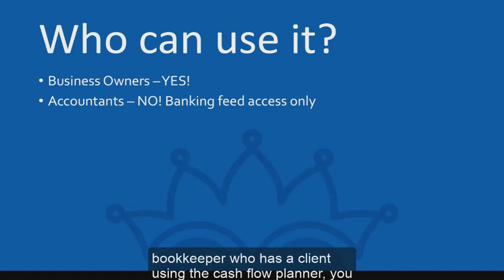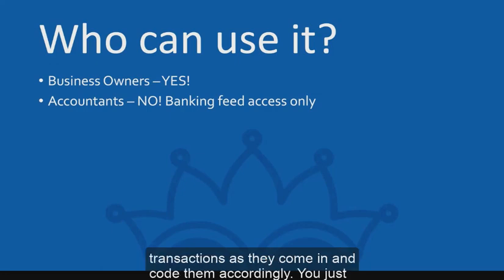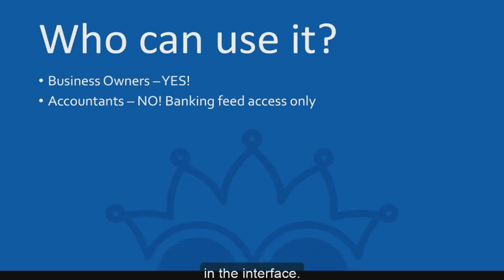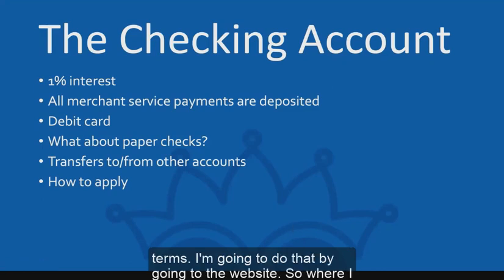If you are a bookkeeper who has a client using the cash flow planner, you still can see it in the bank feed. So you can see all the transactions as they come in and code them accordingly. You just don't have access to the checking account, the envelopes, and the interface. So let's start by taking a look at the checking account and its terms. I'm going to do that by going to the website.